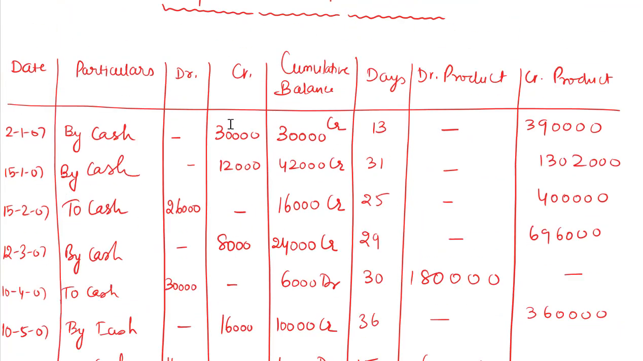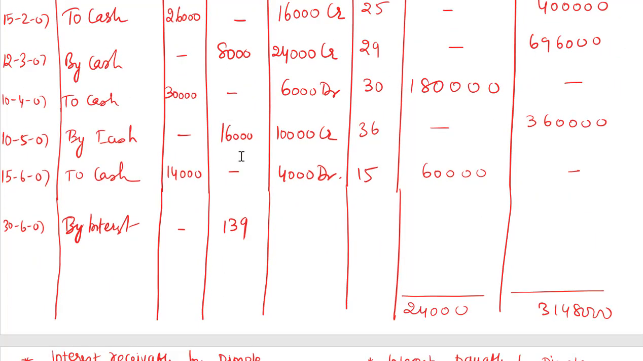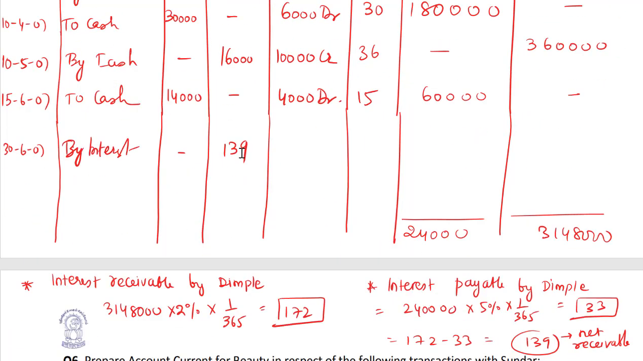Do the totals of the debit and credit columns. 30,000 credit, 30,000 plus 12,000 plus 8,000 plus 16,000 plus 139.